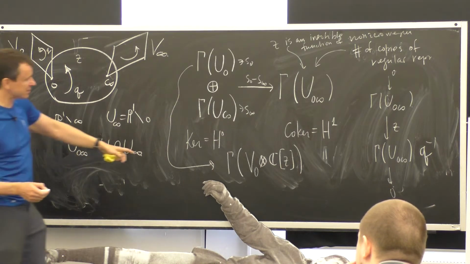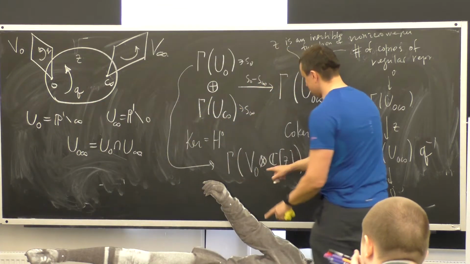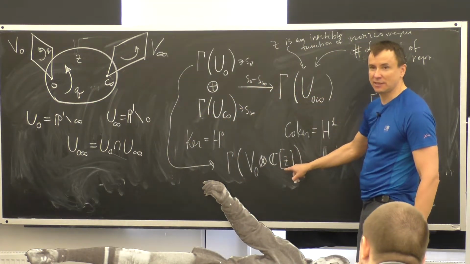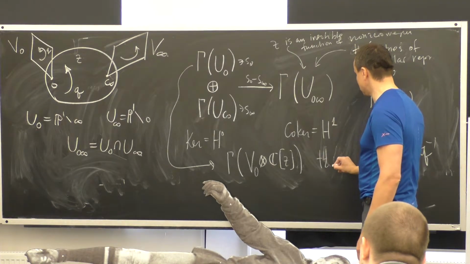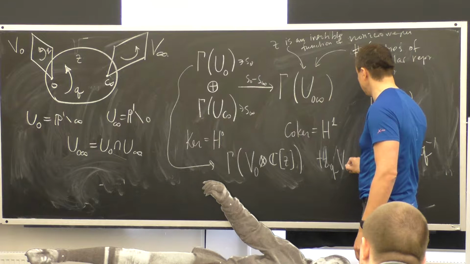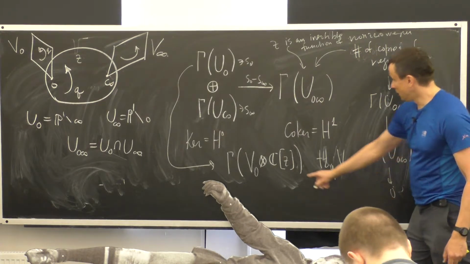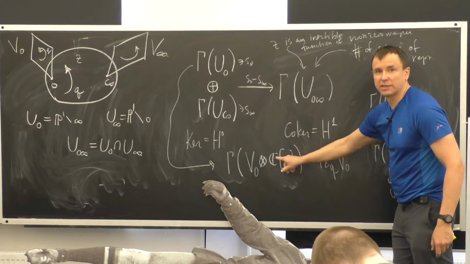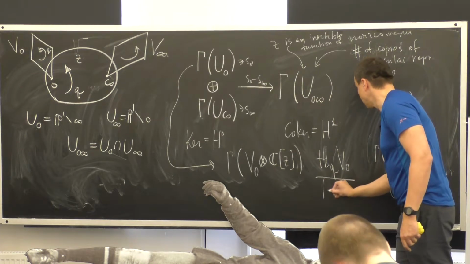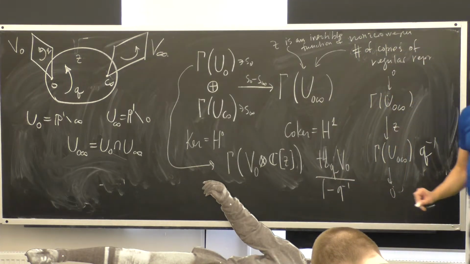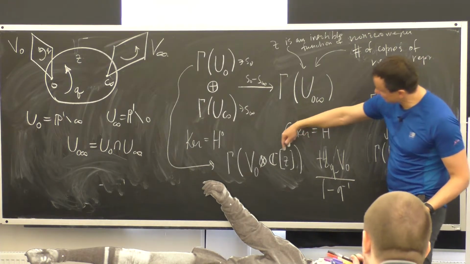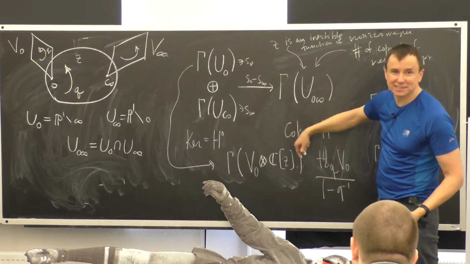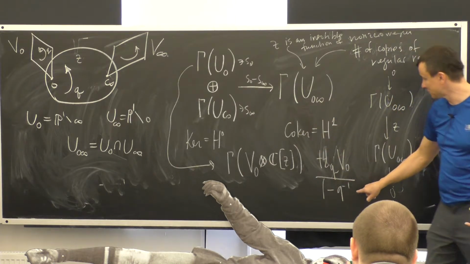So this means the character there is just the trace of q in V0 times the character here, but the character in these polynomials is just 1 over 1 minus q inverse. Right? Because what are the polynomials? There's 1, z, z squared, and so forth. There's a geometric series that sums up to this.